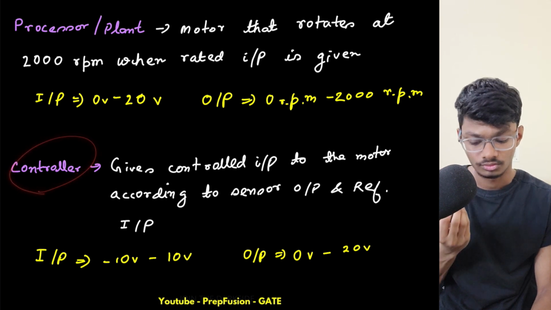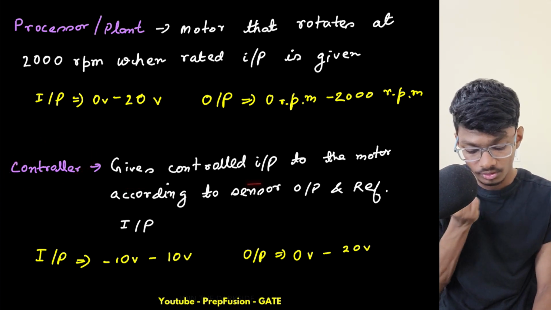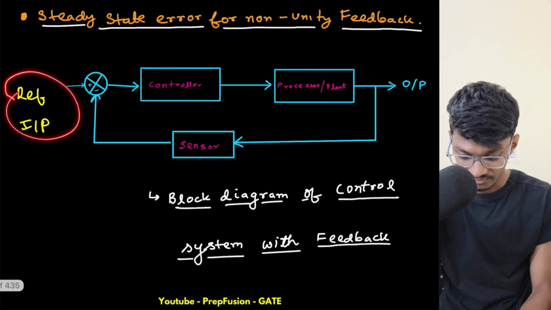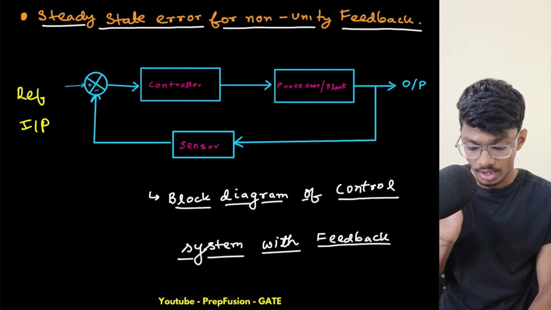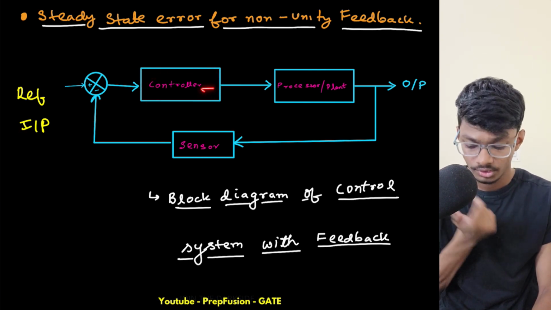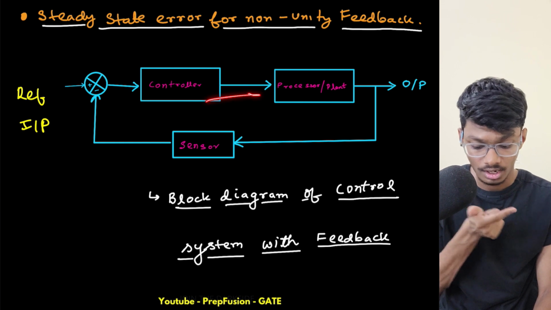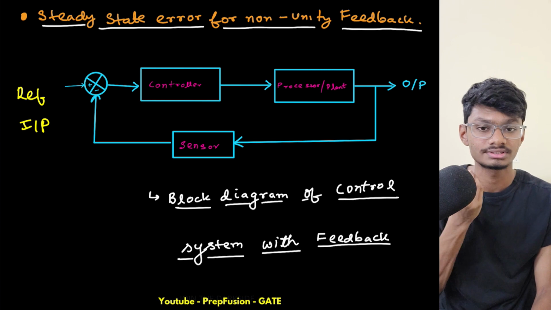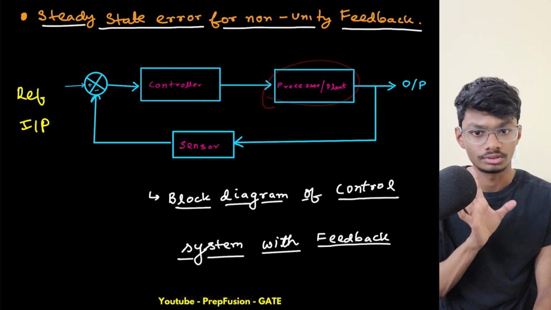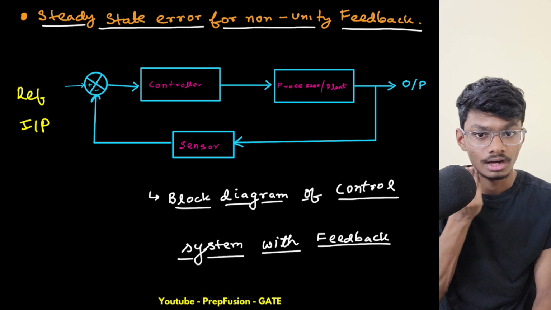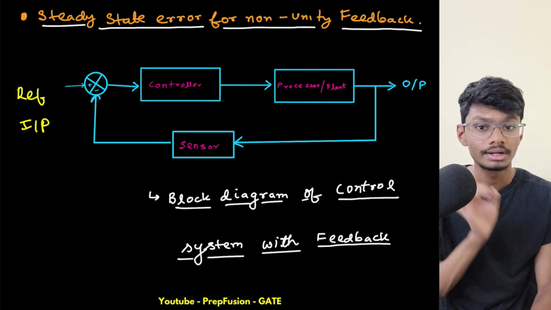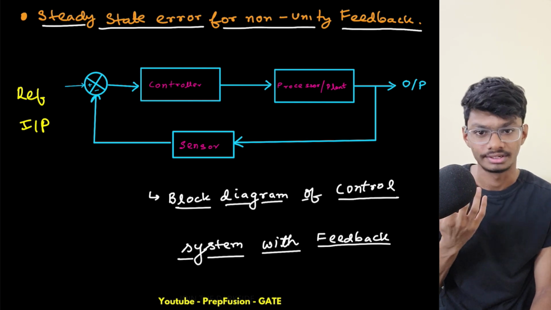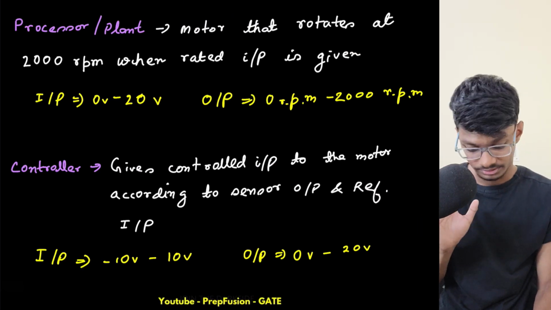Now let's understand about the controller. So controller gives controlled input to the motor according to the sensor output and reference input. So here I have a reference input and sensor output. According to these two, the controller will give some output which is the input to the processor. Now obviously this controller, what is this controller for? This controller is controlling this motor so that I can get my desired output, whatever output I want for this particular reference input. That is what the task of this controller is. So obviously it is programmed or something like that. So this is what my controller does.